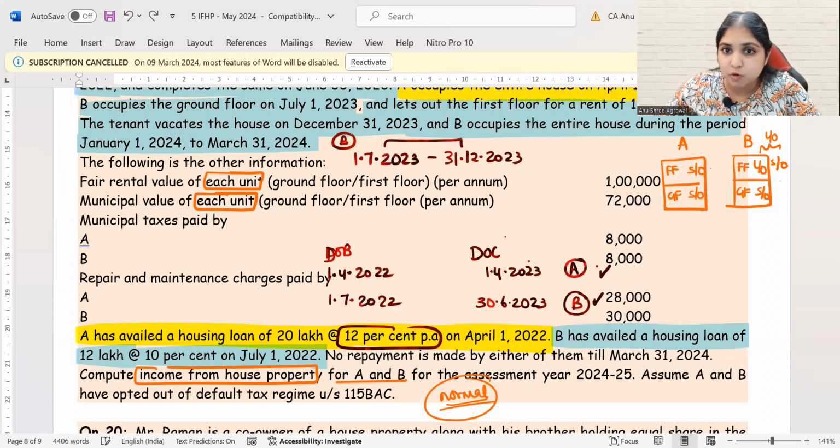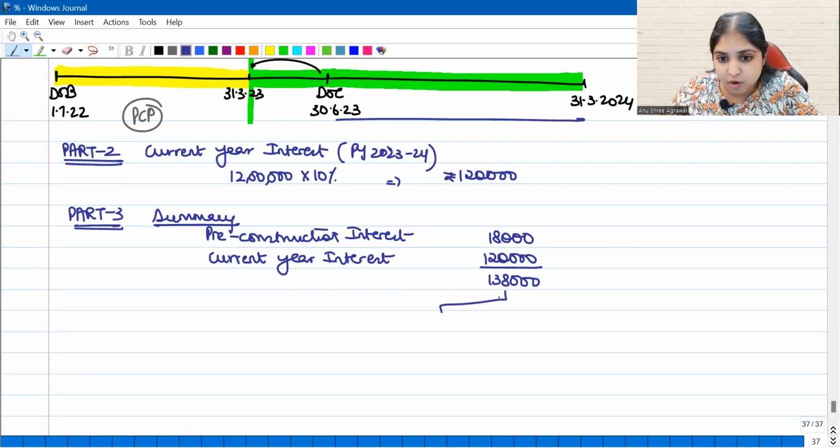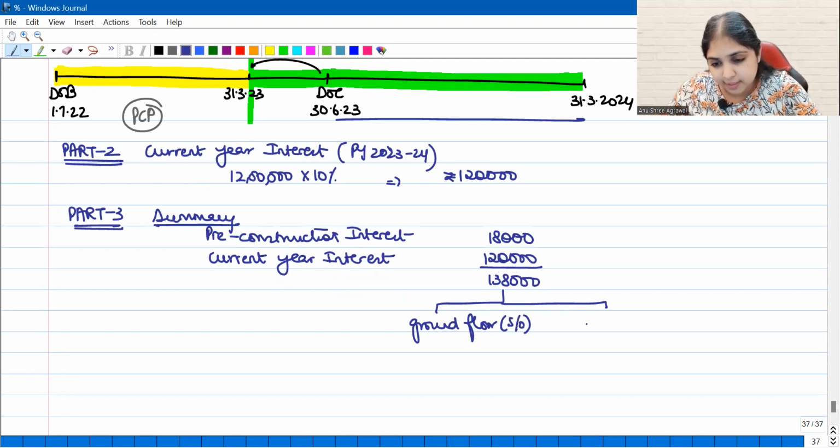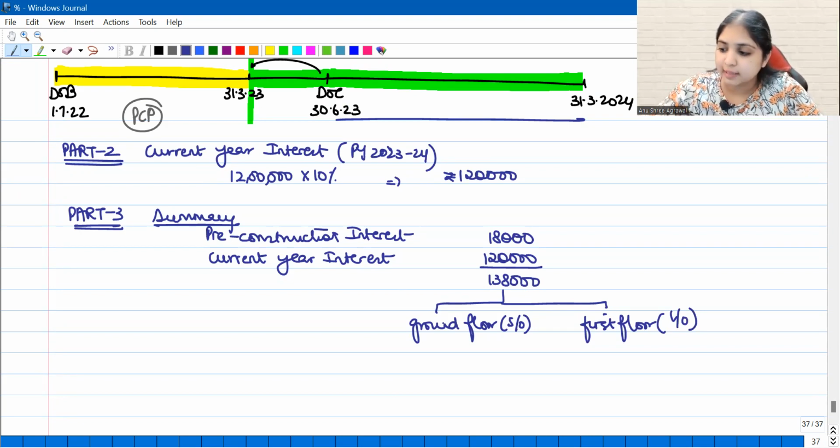So for ground floor alone, how much equal units we discussed? So for ground floor alone, how much from here take out two parts? Left hand side, write down ground floor in bracket self-occupied. Right hand side, write down first floor in brackets, let out. So ground floor would be 1,38,000 by 2, which is rupees 69,000. And first floor also will be another 69,000.